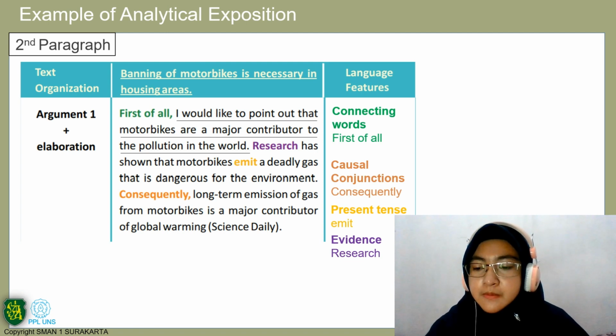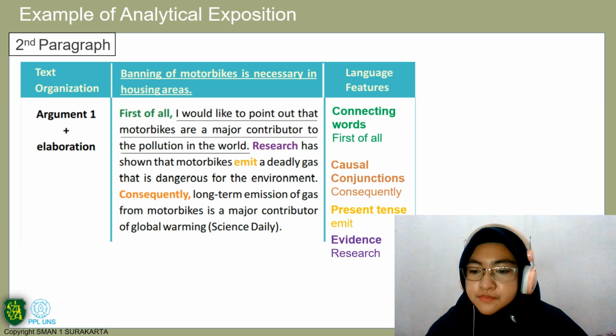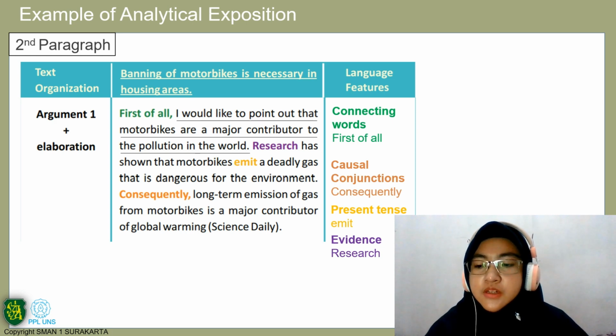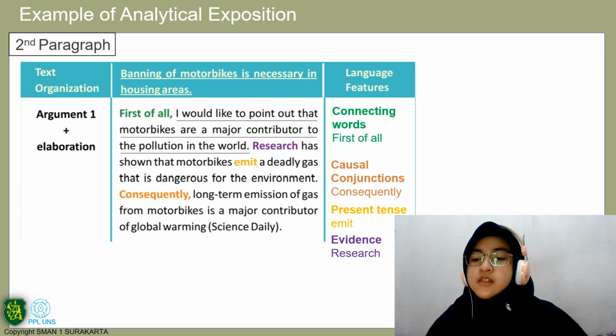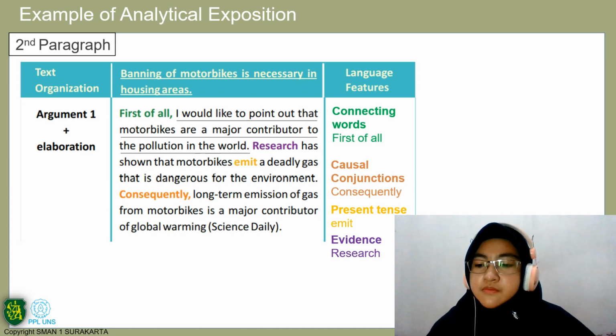Okay. Second paragraph. Read it by yourself. Okay. So this second paragraph is the first argument. I would like to point out that motorbikes are a major contributor to pollution in the world. This is the writer's opinion, the writer's argument, I'm sorry. And then the writer gives the elaboration in a form of research to support his argument. Okay, research here.